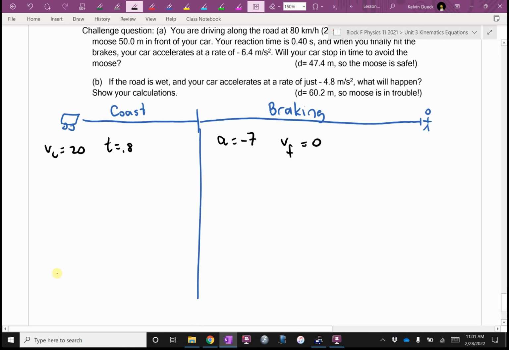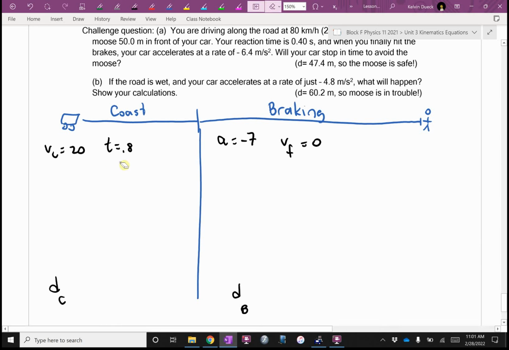I think I'm going to find how far the car traveled while coasting. I'm going to abbreviate, if that's okay, Cohen. I'll call that D with a C. I'm going to find how far the car traveled while braking. And then I think the total distance is, I'll add them up.